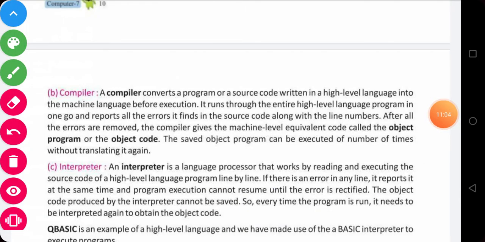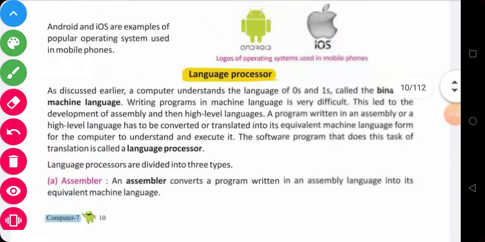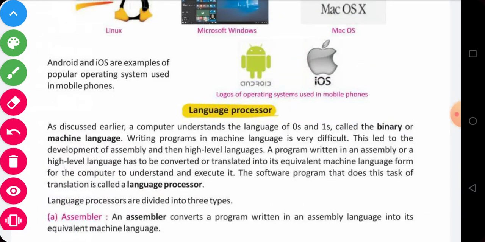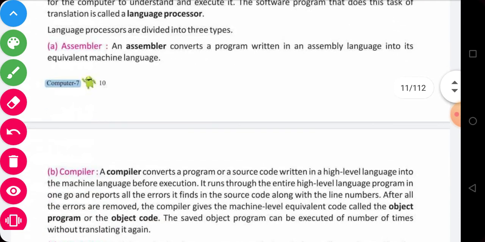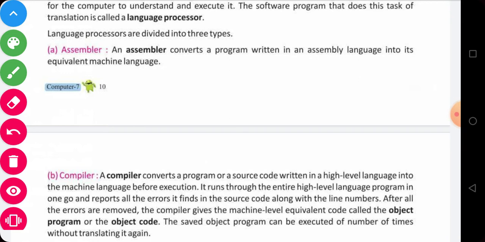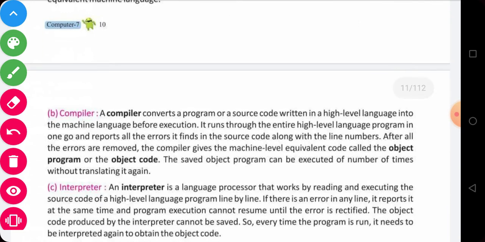So this is the part of language processor. You should always know that a language processor is computer software that converts any language into machine language, so that the machine can understand the instructions that the user wants to perform. Generally the process of converting into machine language is done by three language processors. The first one is assembler, the second one is compiler, the third one is interpreter.